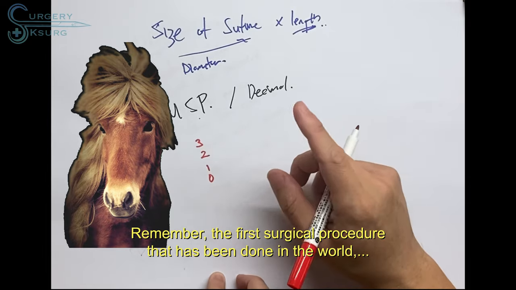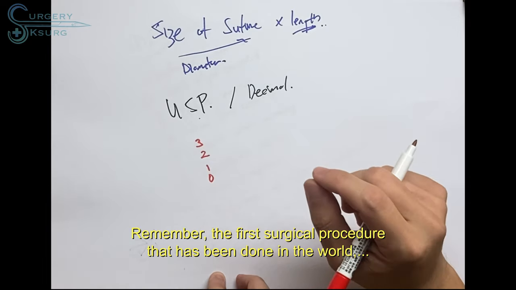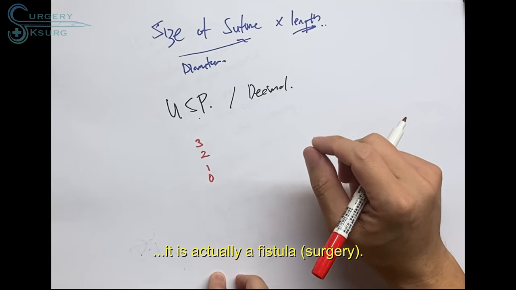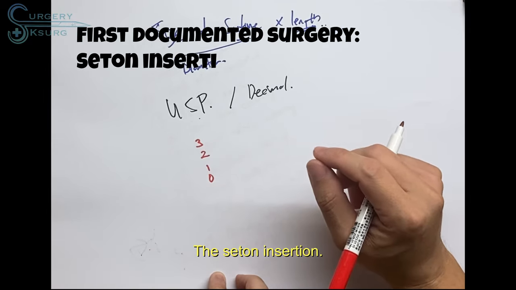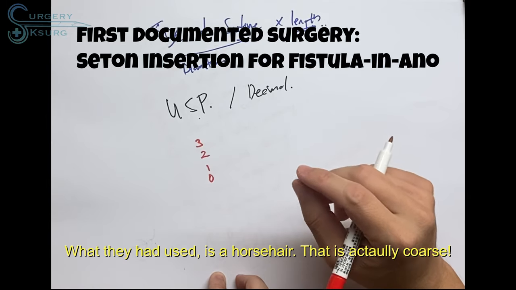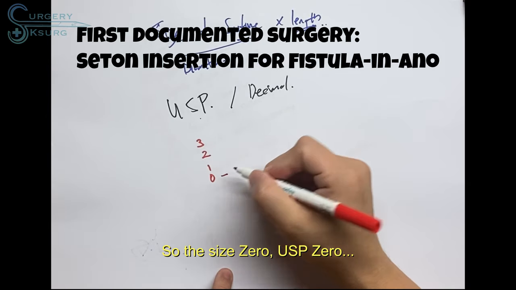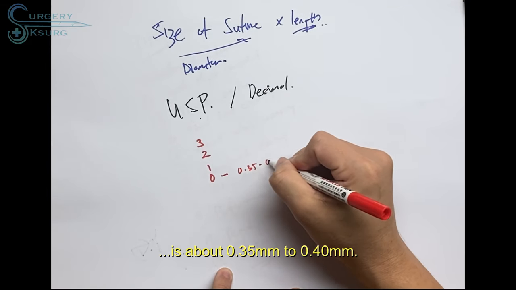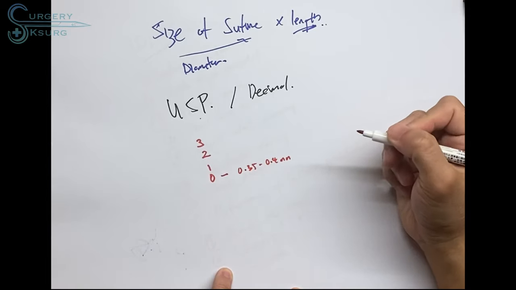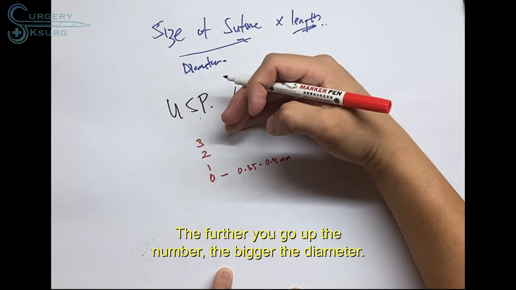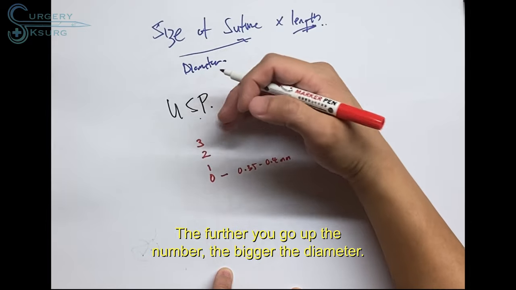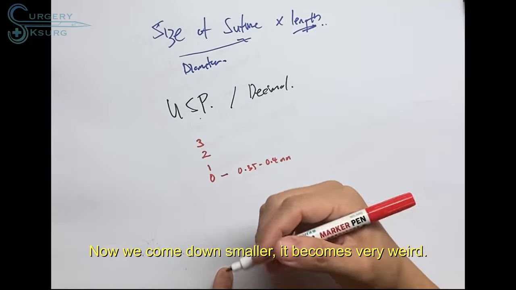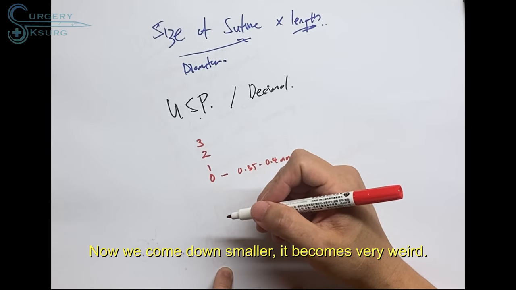Remember, the first documented surgical procedure in the world is actually a fistula, the seton insertion. What they used was a horsehair that is actually coarse. So size USP 0 is about 0.35 to 0.4 mm. The further you go up the number, the bigger the diameter.